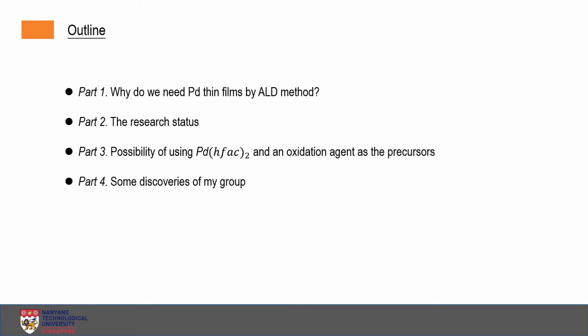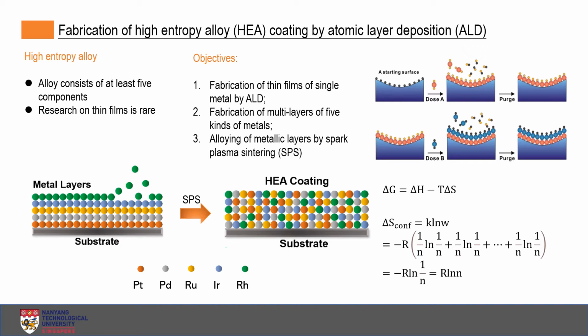Here's the outline of my presentation. It includes 4 parts. In part 1, I will discuss why do we need to fabricate Pd thin films by ALD. And in part 2, I will give the research stages. And in part 3, the possibility of using Pd(hfac)2 and an oxidation agent as a precursor will be discussed. And in part 4, I will show some discovery of my group. So let's get started with the first question.